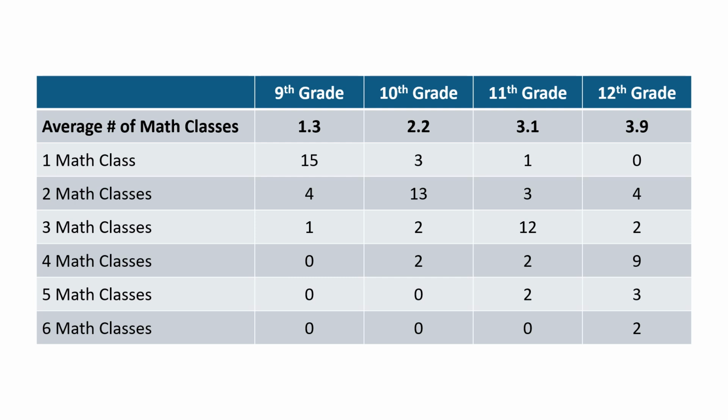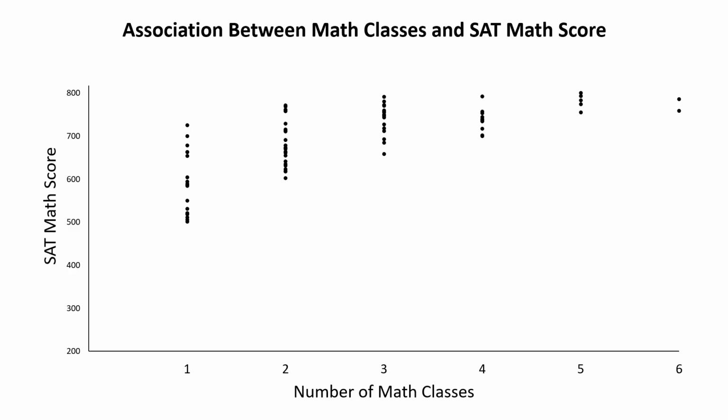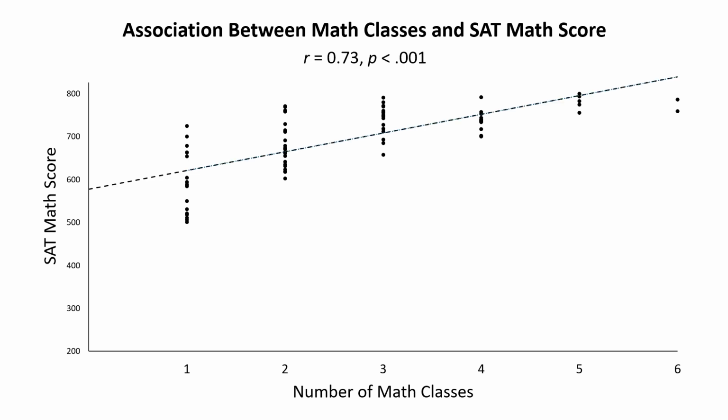So if we want to think about how students' math abilities are changing over the course of high school, we can't just think about progression through time, but we also need to think about how their grade is related to the number of math classes that they've completed. So if we graph the association between the number of math classes that they have taken on our x-axis and their SAT math score on the y-axis, we also see another positive correlation here.